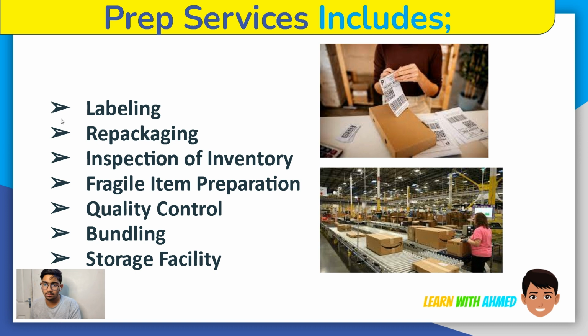So labeling is one of them, repacking is one of them, and inspection of the inventory, like checking that the products are not damaged or there isn't any problem with the expiry. They also do fragile item preparation, like if there is a glass item, it may require bubble wrapping. Quality control, bundling: say the supplier sends you the product in a pack of two, but you have to send a single piece, or sell it as a pack of three, four, or six. It depends, and they also provide the bundling facility.